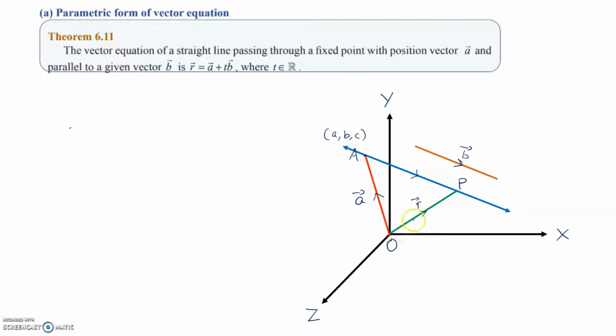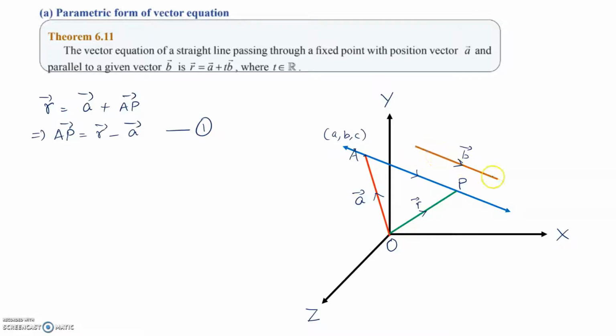So we can define the vector R as equal to A plus AP, correct? Vector A plus vector AP. So in other words, vector AP will be equal to R minus A. So this is my first part of the solution.